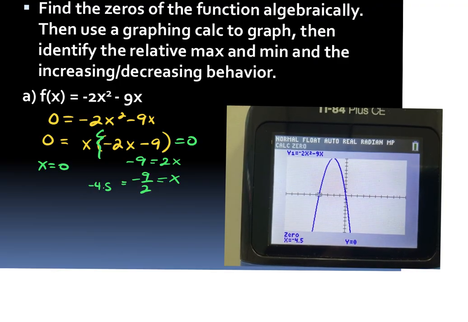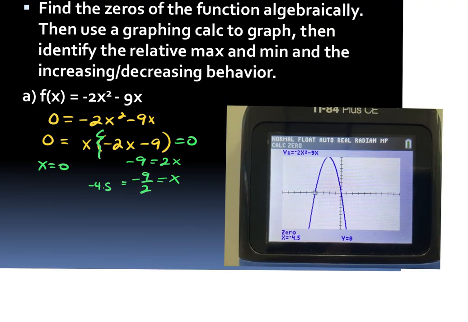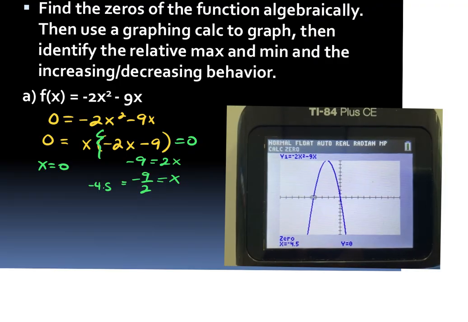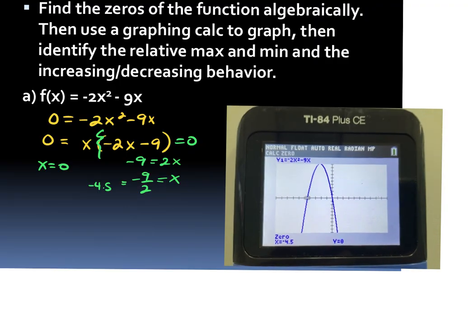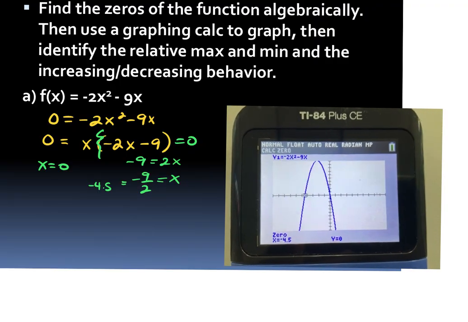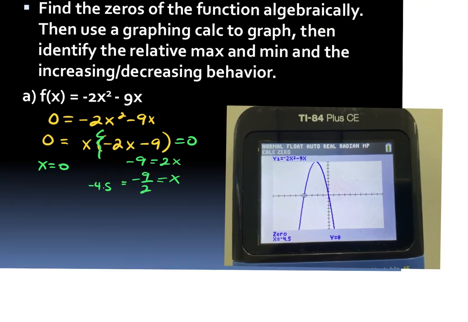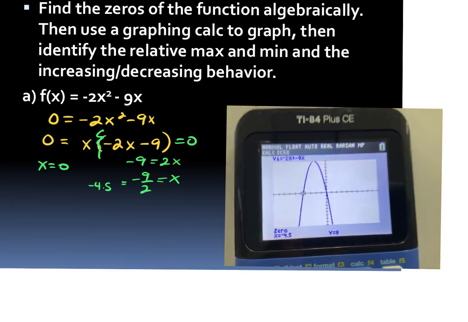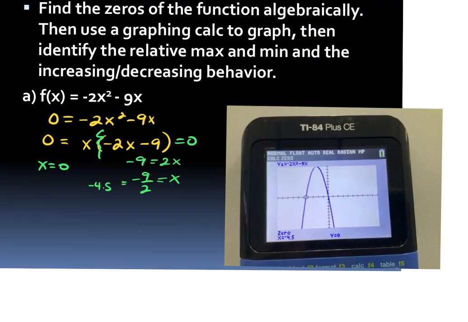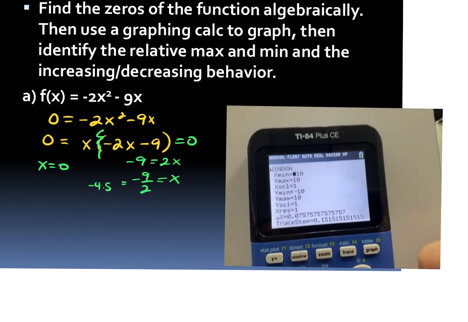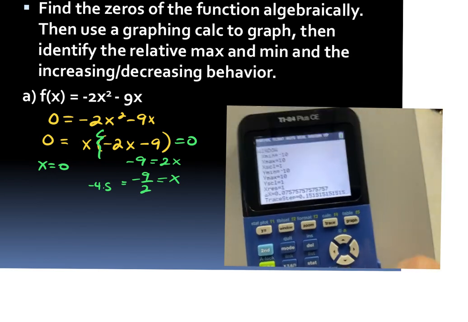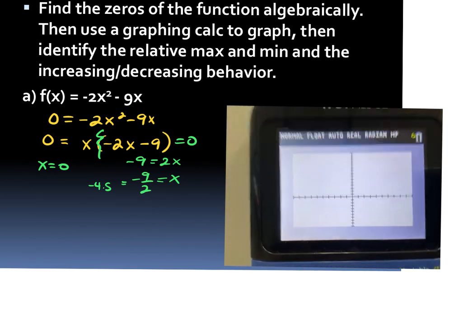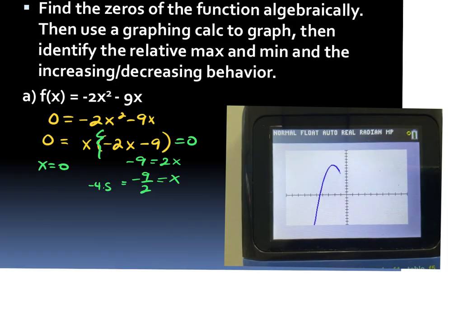Okay, now I need to be able to find my max and min so that I can figure out my increasing and decreasing behavior. The max is getting cut off at the top there, okay? So remember I could zoom out, I could hit zoom, zoom out, and hit enter again. Or I just need a little bit of space on the y's. So I could go to my window and go to my y max and change it to like 15. Probably could have done 12. But I just need a little bit of space on the top.